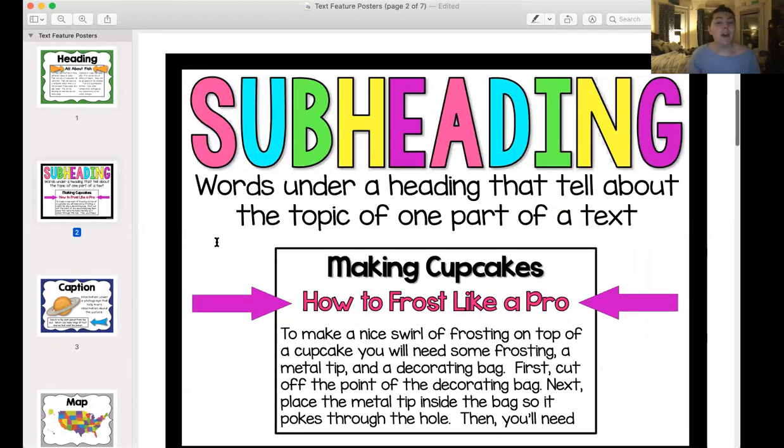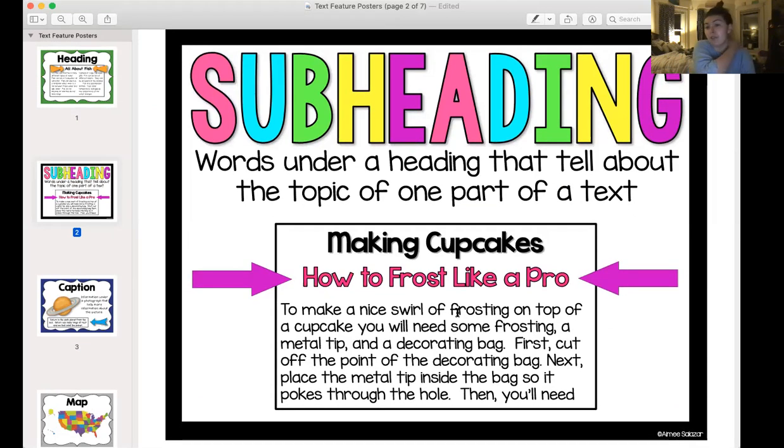Then we have subheadings, which are words under the heading that tell us about the topic of one part. So this article is all about making cupcakes, but this subheading tells us that this next section is going to be about how to make the frosting for our cupcakes. So subheadings are important in case you want to find information somewhere in the article, but you don't want to read the whole article. If you're learning about making cupcakes, maybe you already have the cupcakes made and you just want to learn how to make frosting, you would be able to find it with a subheading.